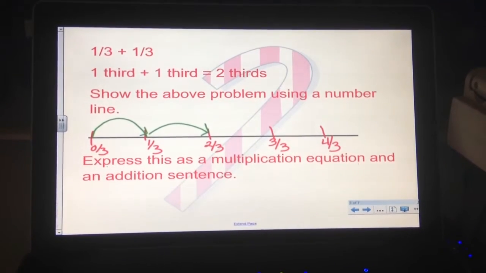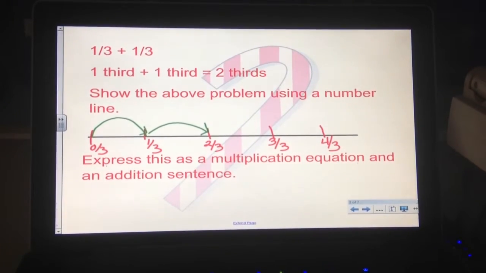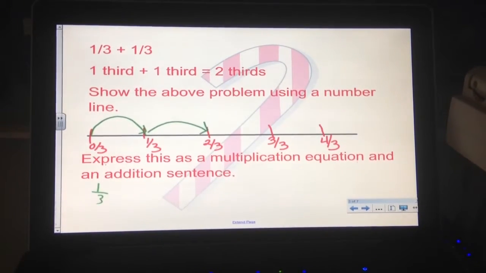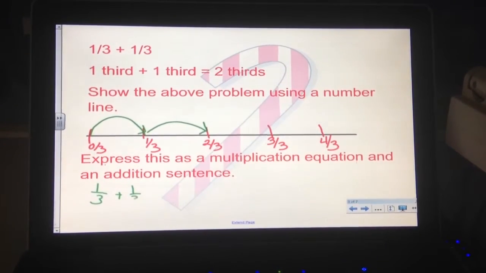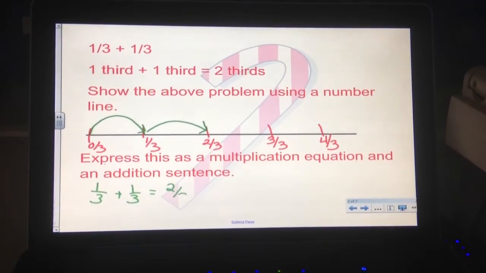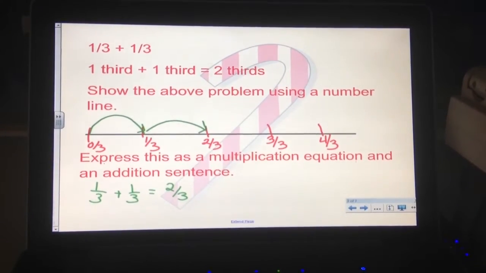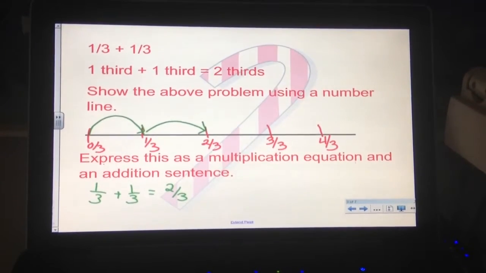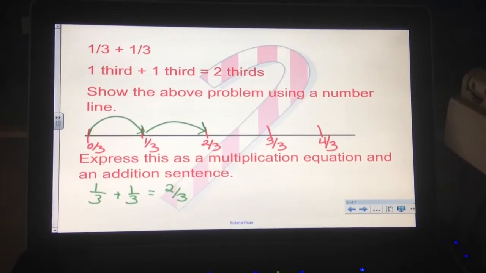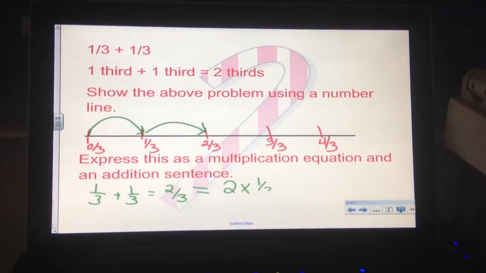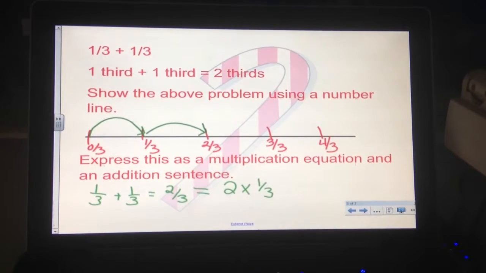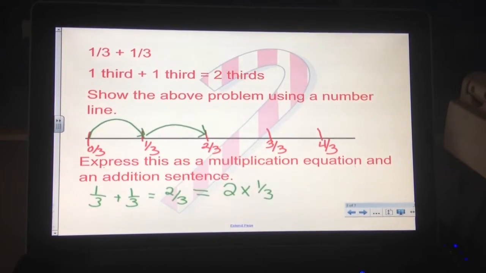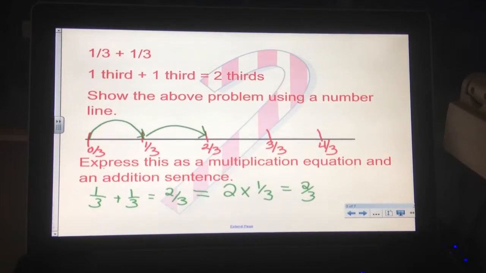If I want to express that as an addition sentence, it would look like this. 1/3 plus 1/3 is equal to 2/3. I can also write that as a multiplication sentence because I have the 1/3 twice. I could also say that this is equal to 2 times 1/3. And again, that's still equal to 2/3. So I have 2 1/3.